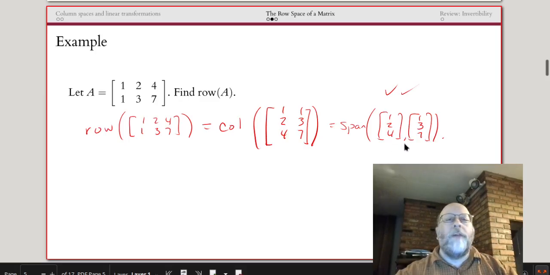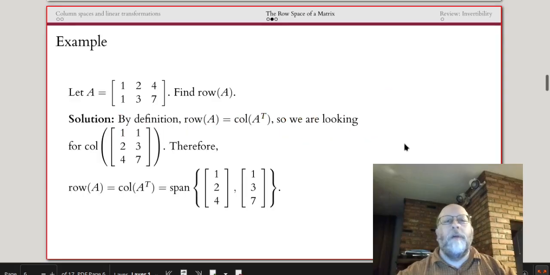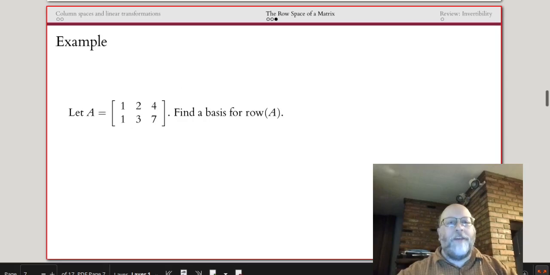We'll do one more example of row space. This is the answer to the example we just did. Row of A is column of A transpose. So the column space is 1, 2, 4 going down, 1, 3, 7 going down, and it's the span of those two vectors. That's already in your notes. Here's the other example. Find a basis for the row space of A.